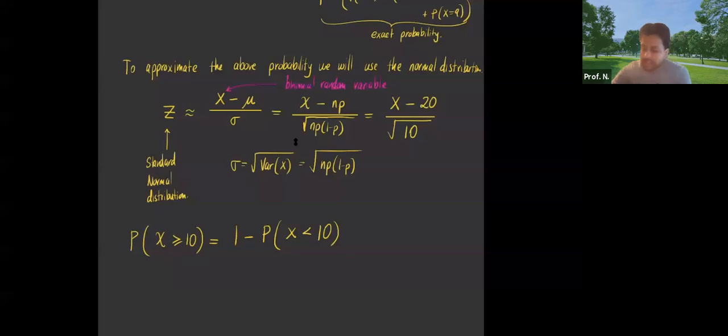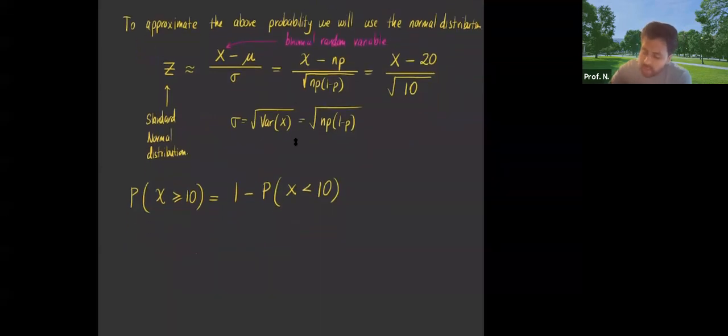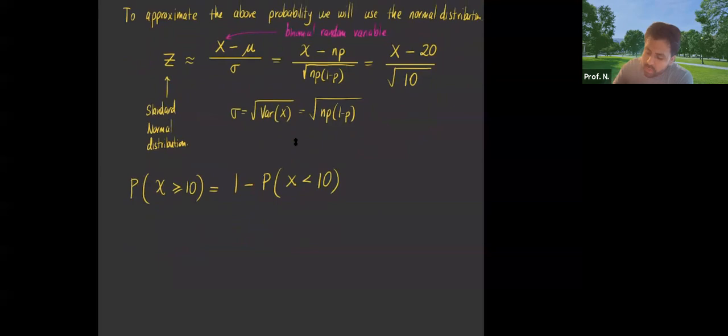So if it's less than 10, from here there will be a little approximation. From here, this is exact, but the moment I do this, this will be approximate. This is going to be the probability that x is less than 9.5. Okay, so this little step here is called continuity correction.